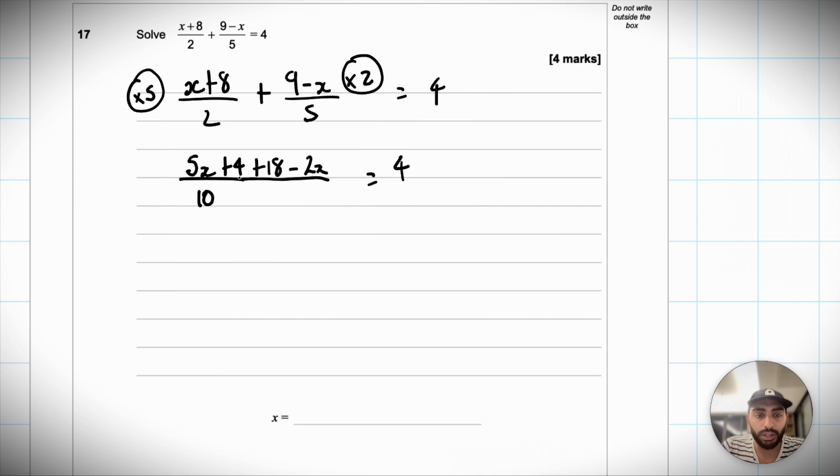That's equal to 4. Let's clean up the numerator here, collecting like terms. I've got 5x minus 2x, which is 3x, plus 40 plus 18, which is 58. On the bottom, I've got this divided by 10, so I'd like to move that over to the right-hand side.